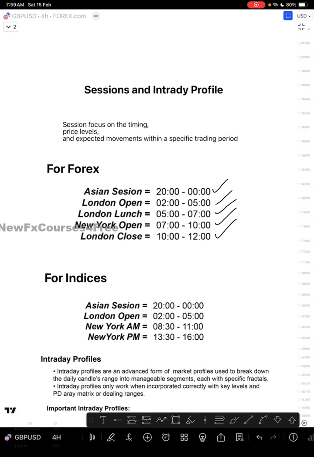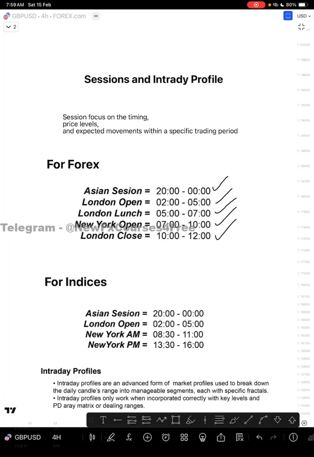Then for indices, you've got your Asian session open, 2000 to 0000, and your London open, 2 to 5. And for New York, New York AM and New York PM are also there.